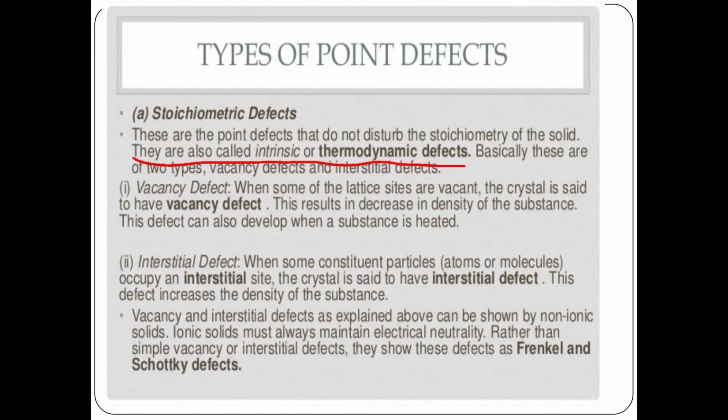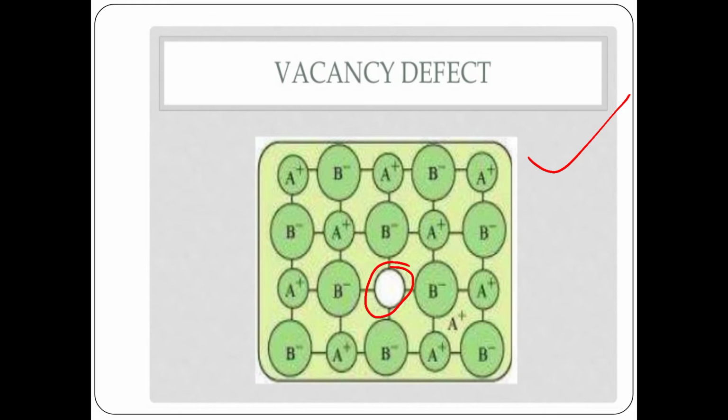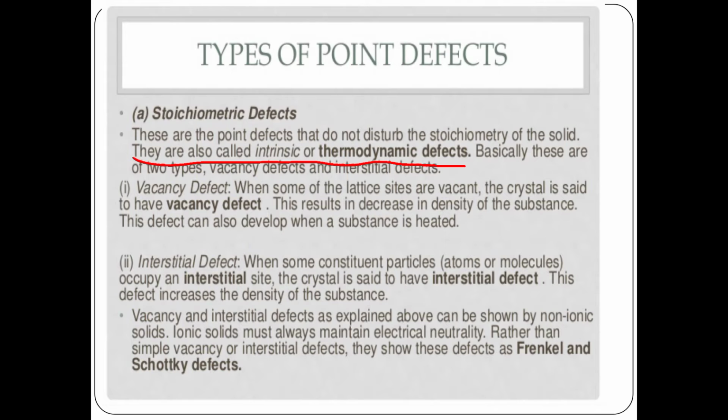We'll see the definition. When some of the lattice sites are vacant, the crystal is said to have a vacancy defect. This results in a decrease in the density of the substance. We know density is the total mass of atoms divided by the total volume, so it creates some change in the density. It arises if the substance is heated; sometimes this vacancy will arise. Then, interstitial defect.